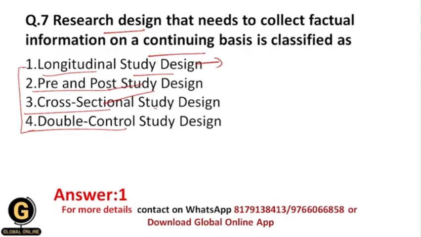Cross-sectional study design is the study design in which a researcher takes the information from lots of participants at one period of time. Okay, and in the double control study design, there are two control groups and one experimental group. That's why it is called the double control study design, and the correct answer is 1, that is longitudinal study design.